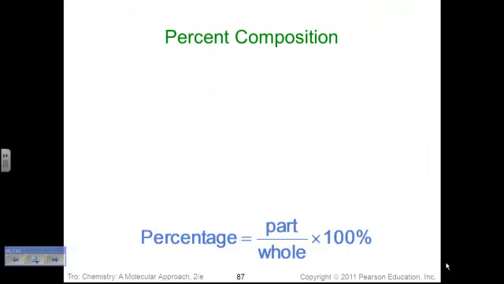Let's stop here. Start up again when we're ready. I just have to grab my calculator.